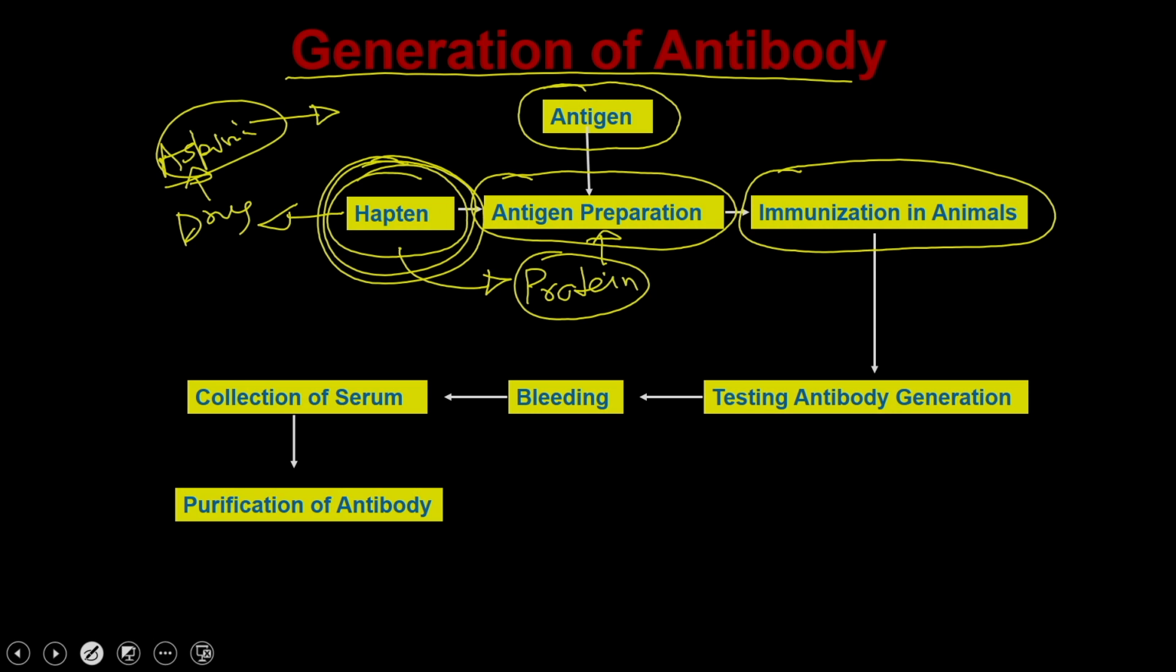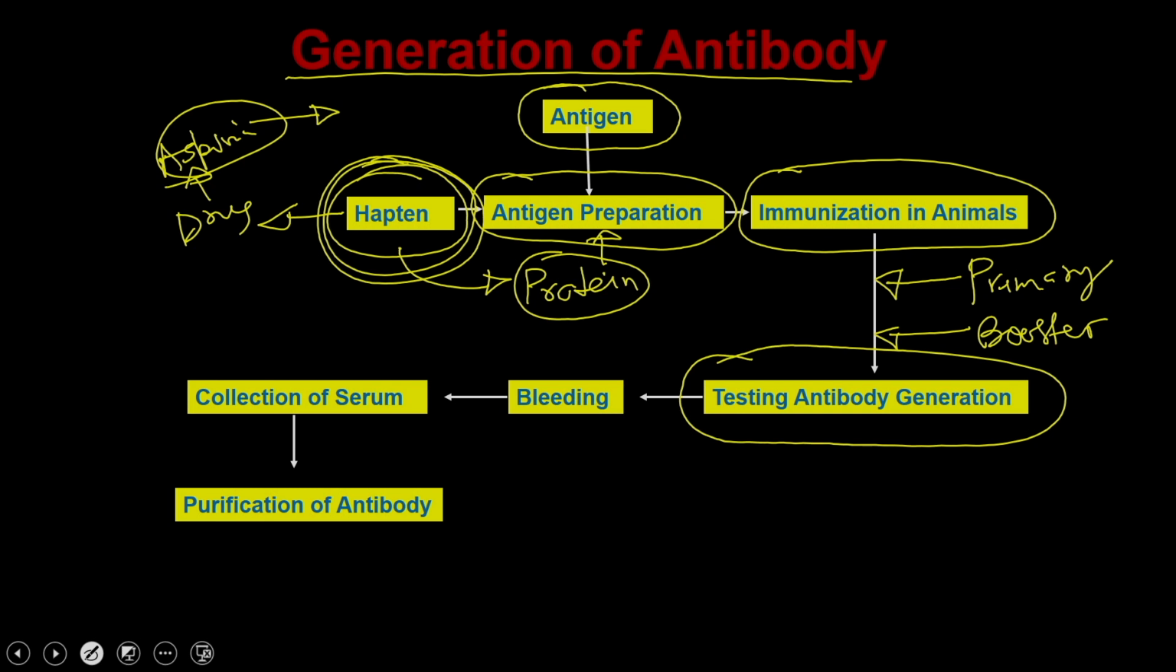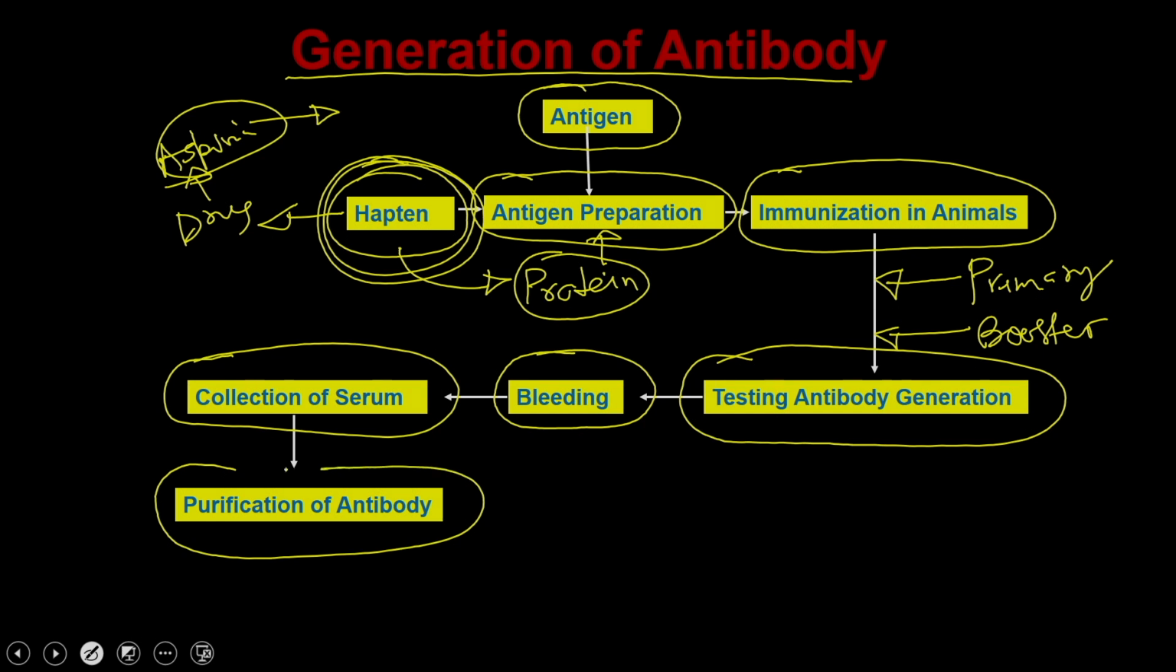Once the animal is immunized, it is immunized two times. First you give the primary injection, and then you give the booster injection, which develops the antibodies in the animal. Once antibodies are developed, you can collect the blood of the animal, then collect the serum from the blood, and from the serum purify the antibodies.